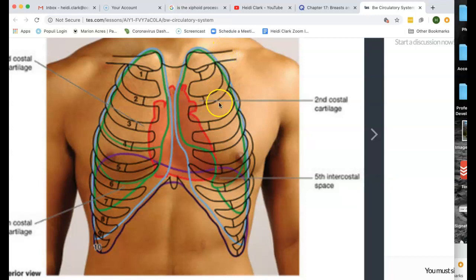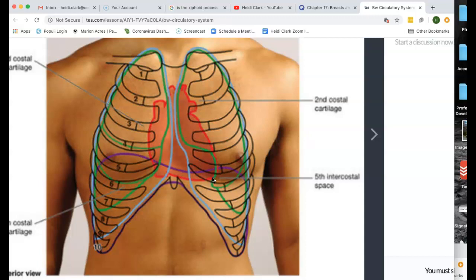So here's the clavicle and approximately the midclavicular line. At this position, if you palpate into this 5th intercostal space, you can oftentimes feel the heartbeat. It's called the apical beat, or the apical pulse, or the PMI, which is called the point of maximum impulse of the heart.